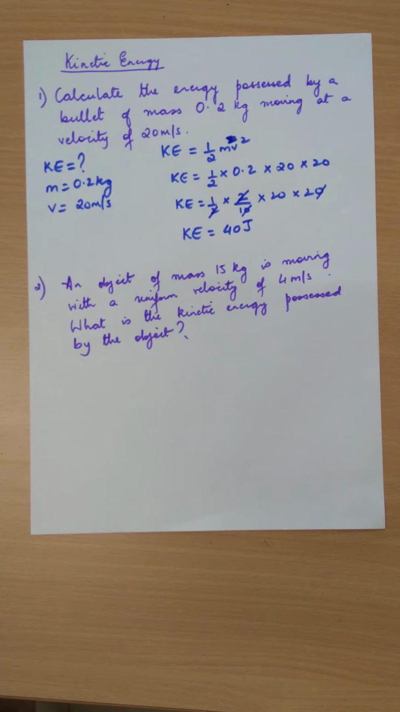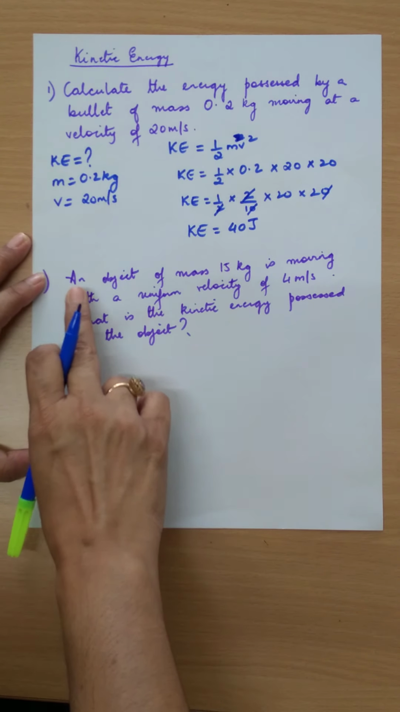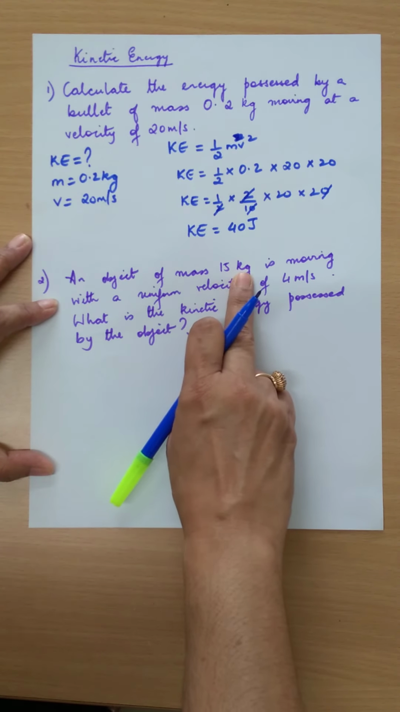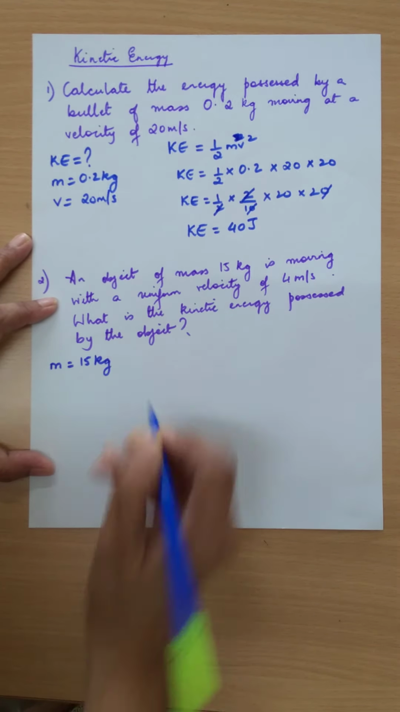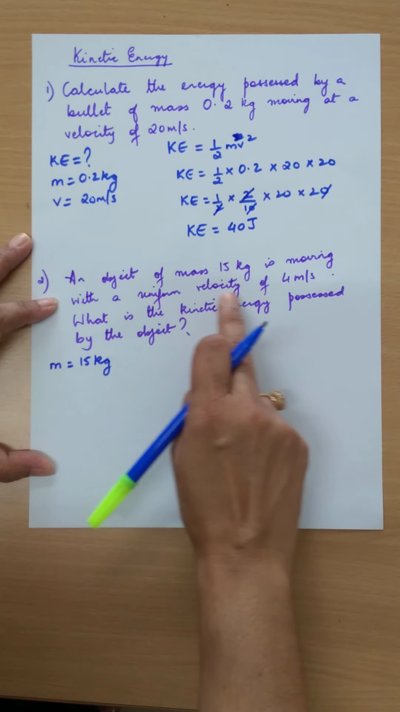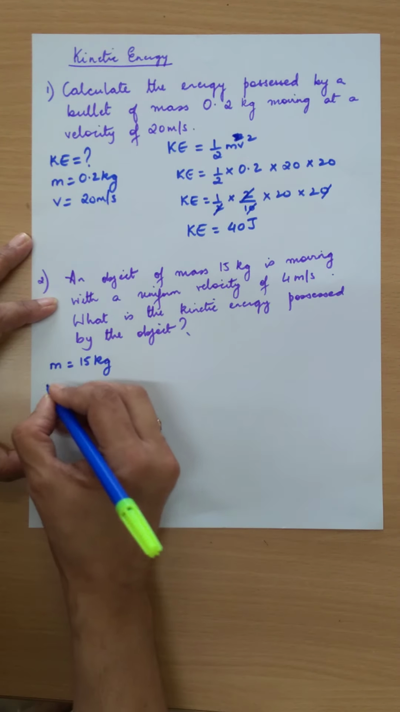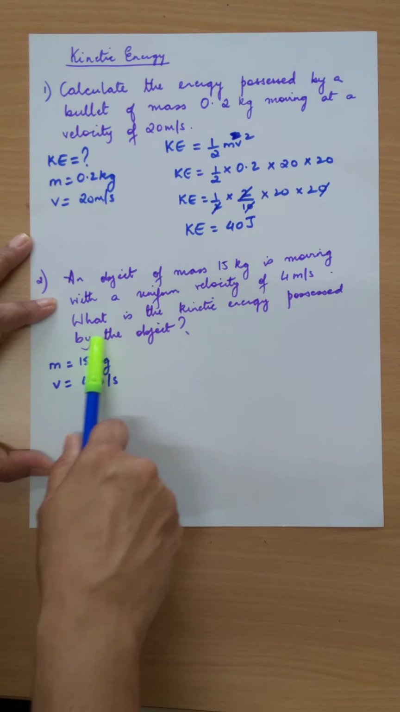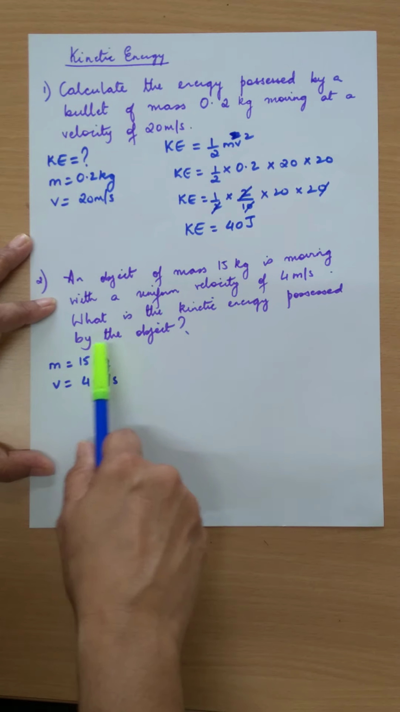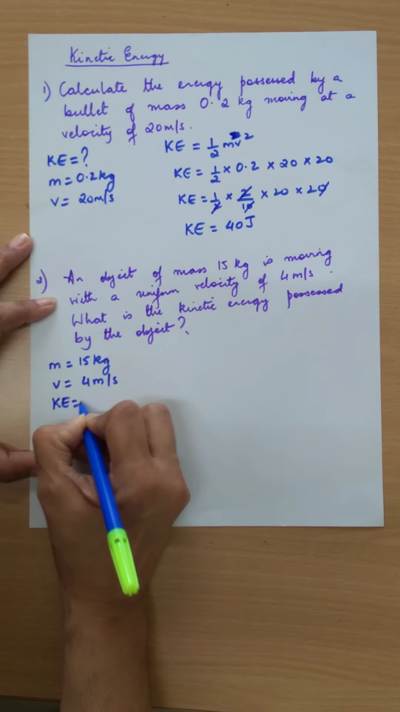So when you are doing the sums, first you read the whole sum, understand the physical quantity that you have to find, and then you substitute the values of each physical quantity. Now we come to the next one. An object of mass 15 kg. So mass m is 15 kg. Is moving with a uniform velocity of 4 meters per second. Velocity is 4 meter per second. What is the kinetic energy possessed by the object? So you have to find kinetic energy.